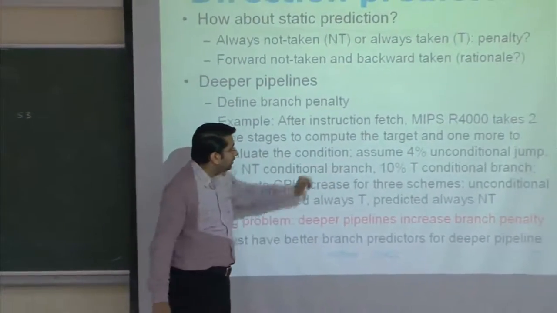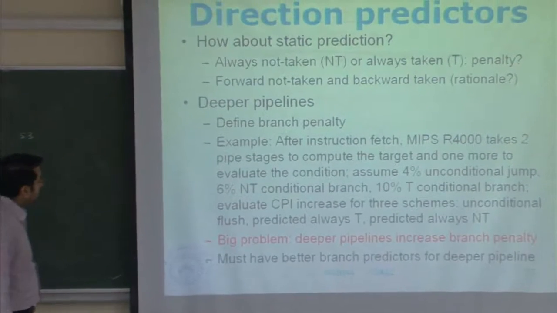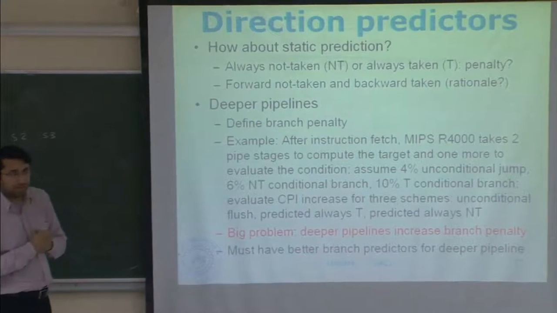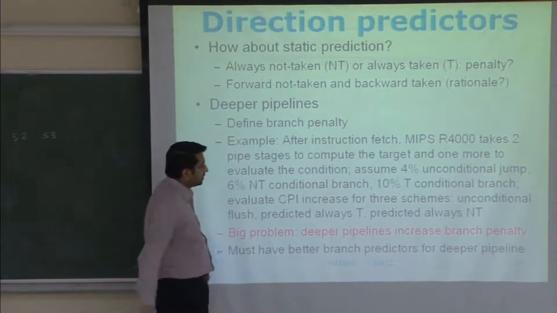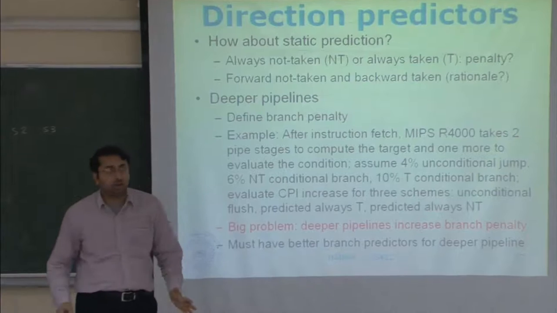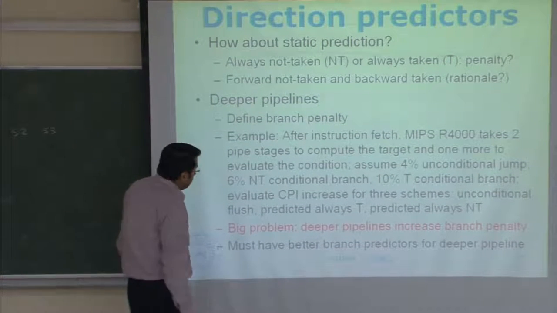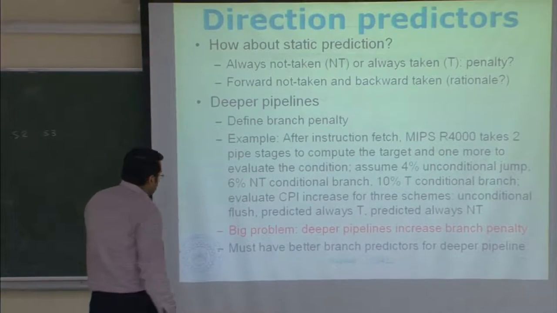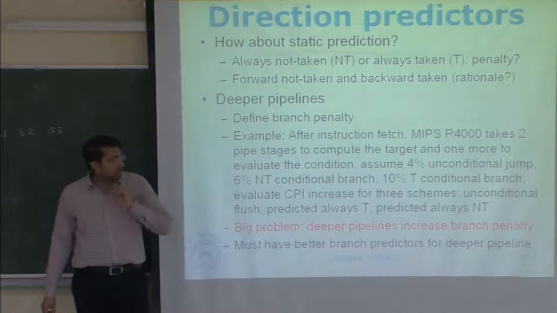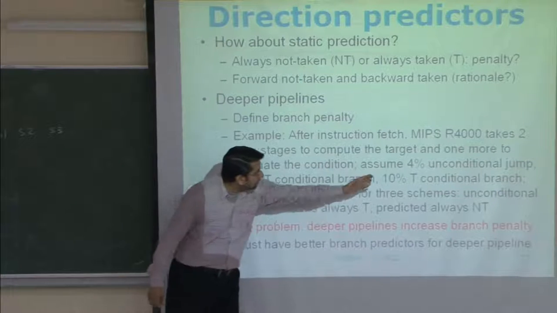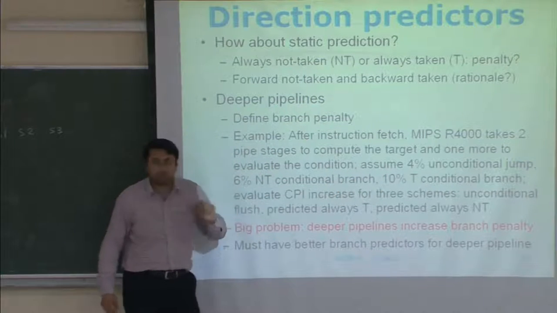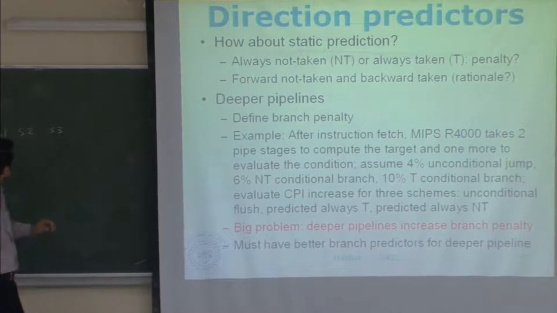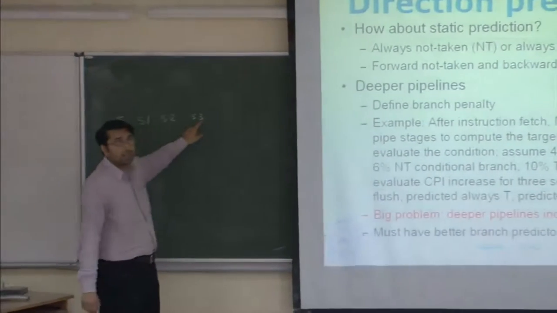Let's assume that we have a program which has 4% unconditional jumps, 6% not taken conditional branches, and 10% taken conditional branches. We'll ignore everything else and assume that everything else has a CPI of 1. The question is to evaluate the CPI increase for three schemes. One is unconditional flush. That is, whenever you come across an unconditional jump or a conditional branch, you insert no-ops into the pipeline until you know the target for unconditional jumps, and the target and the condition for conditional branches.